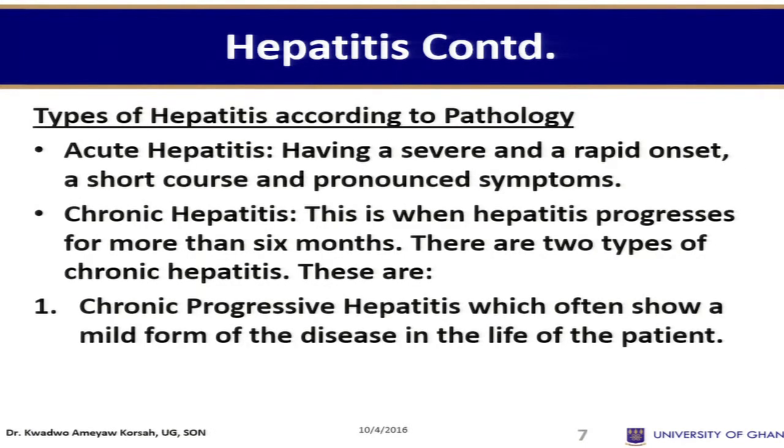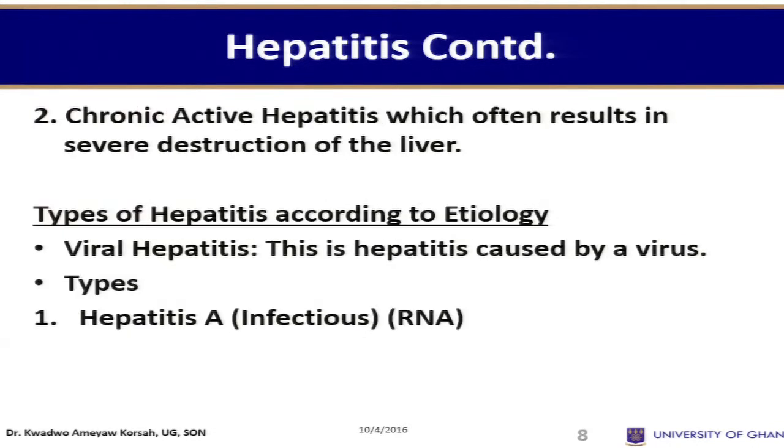Types of hepatitis according to pathology. We have acute hepatitis, having a severe and rapid onset, a short course, and pronounced symptoms. Chronic hepatitis is when hepatitis progresses for more than 6 months, and there are 2 types of this chronic type. We have chronic progressive hepatitis, which often shows a mild form of the disease in the life of the patient, and chronic active hepatitis, which often results in severe destruction of the liver.